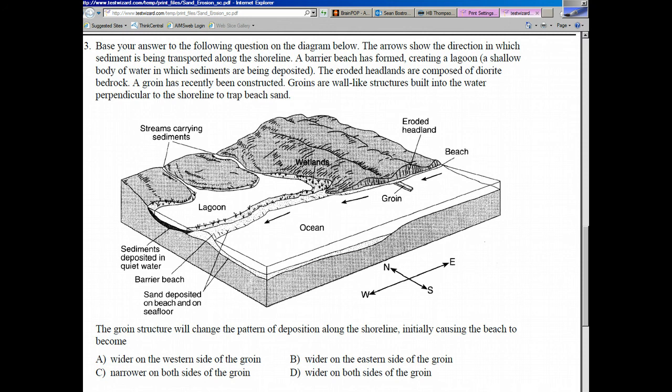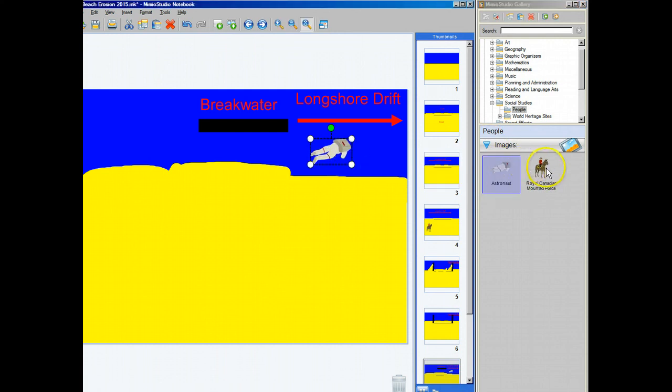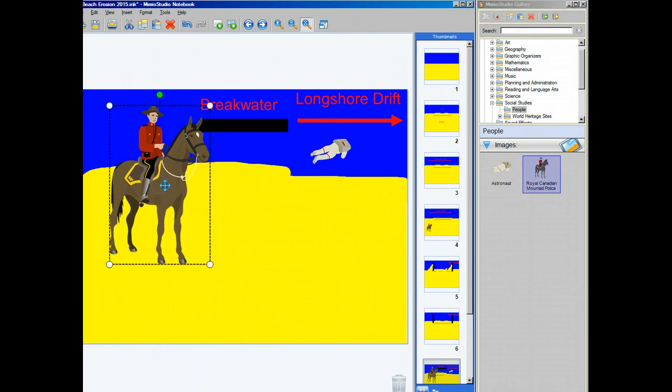And enjoy dressing up as a Canadian Mounted Police. Alright, so before we go, just to prove my point, watch. I'm going to type in the word people. This is the clip art for this program. And if I click on it, I go to images. My choices are an astronaut or a Royal Canadian Mounted Police. Those are the two that they chose to have in their clip art.